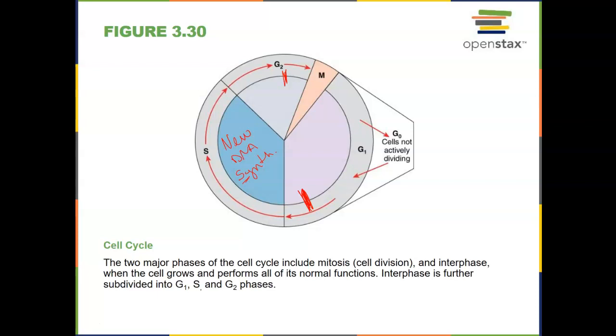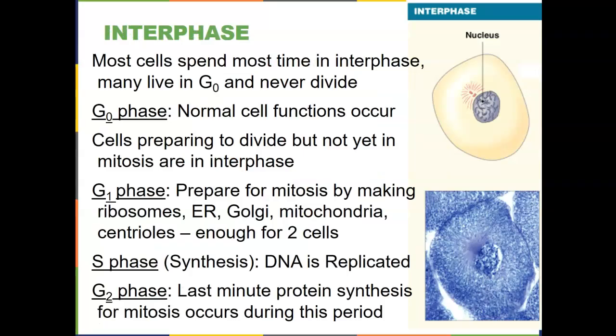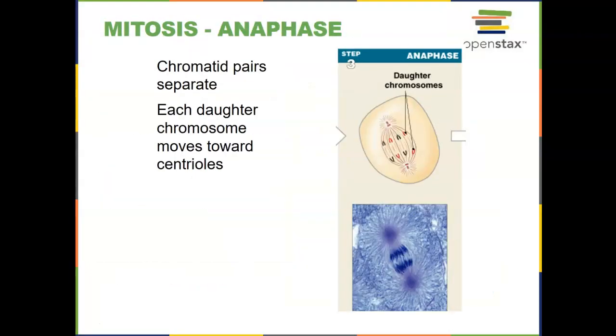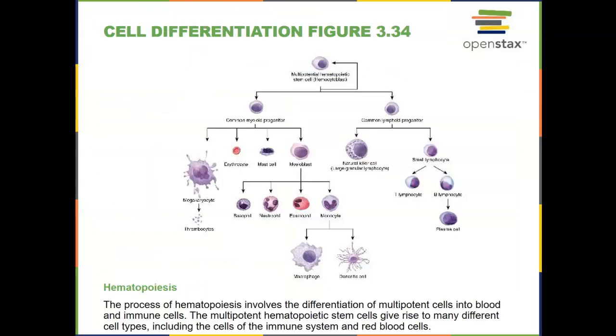M phase is broken into the prophase, metaphase, anaphase, telophase, and eventually cytokinesis right here. So remember P, M, A, T: pro, meta, ana, telophase, PMAT. And what we're looking at here is just the definitions for each one of these phases and some pictures. Okay, prophase, metaphase, anaphase, telophase, cytokinesis.